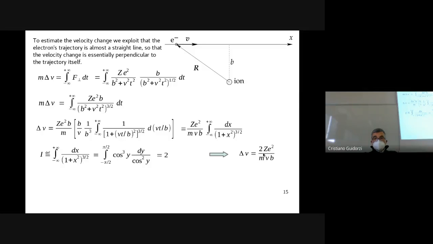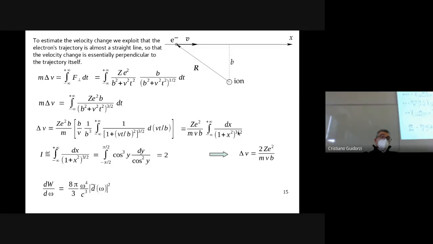You start appreciating the dependence of this velocity change. It scales with the square of the electric charge, proportional to the atomic number, and inversely proportional to the mass of the electron, the velocity, and the impact parameter.